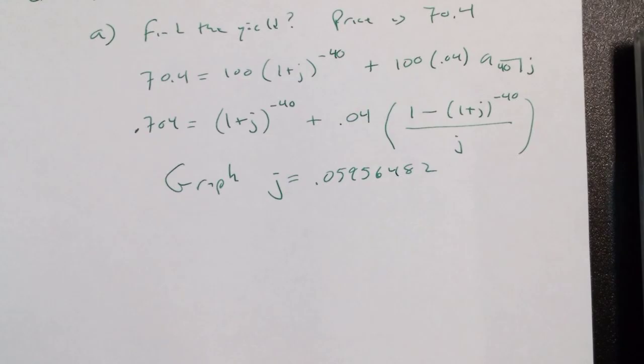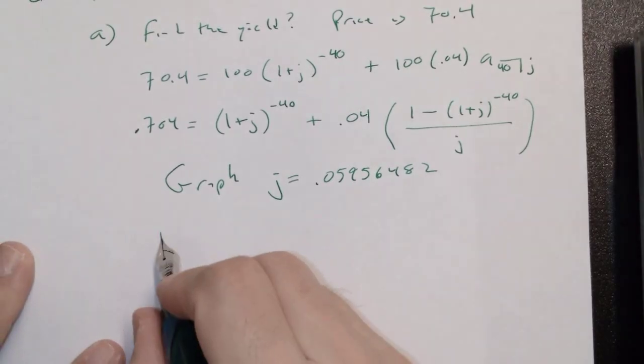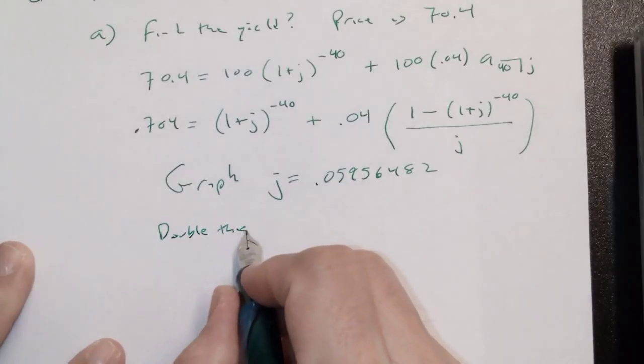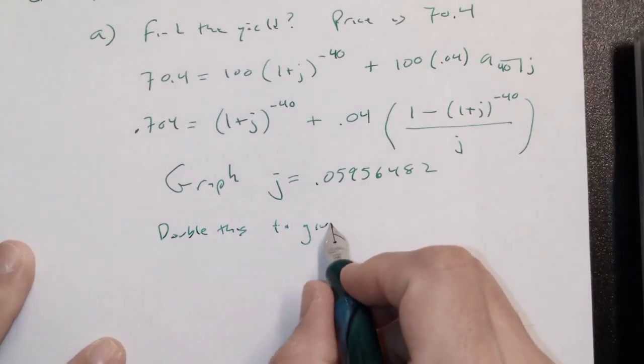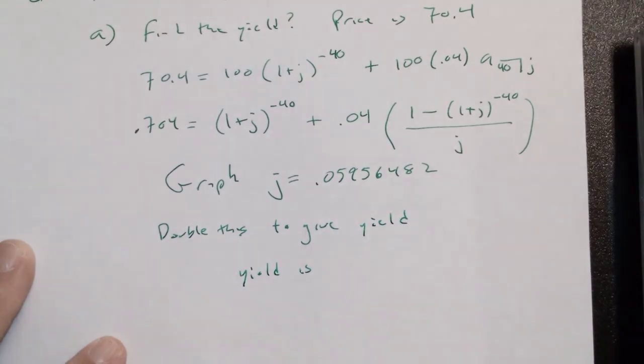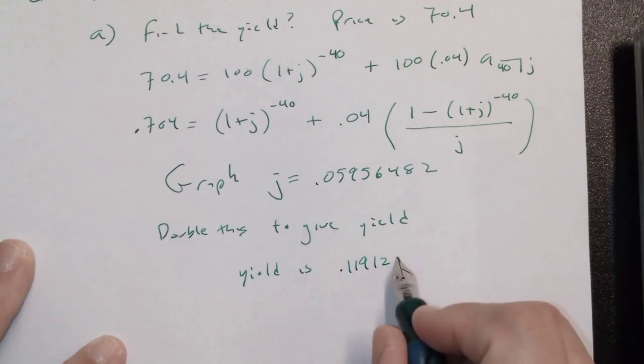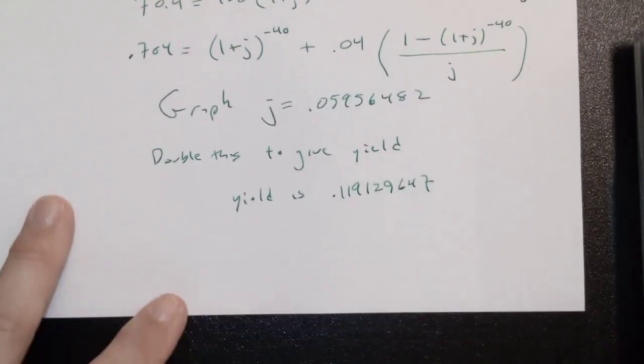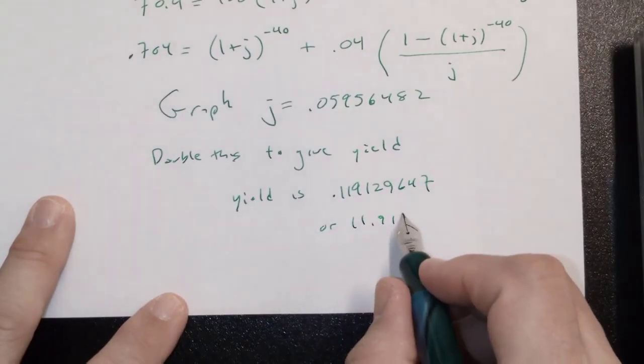However, just like the coupon rate, I have to double this to quote the yield rate because that's every period. And there are 2 periods in a year. x times 2 is 0.119129647, or 11.913%.